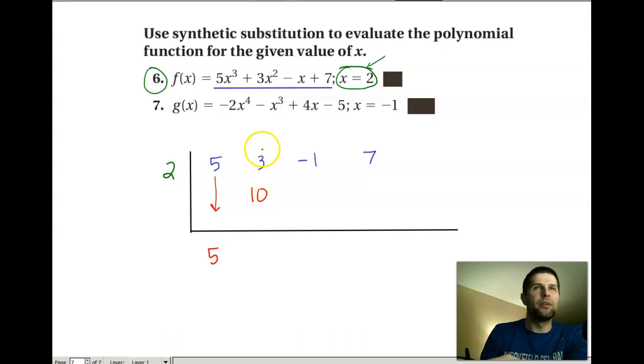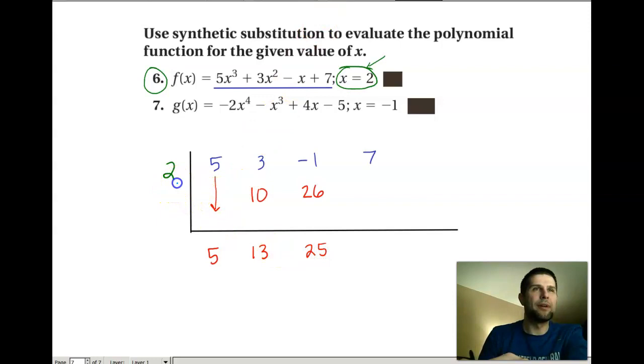And then all I'm going to do is start adding these columns as I work to the right. So I'm going to say, what's 3 plus 10? Well, that's 13. So then I write a 13 down there. And then I'm going to multiply again: 2 times 13. Well, that's going to be 26. So now I take the 26 and write it in the next column. And then I just do the same thing. I add again, so I say -1 plus 26. Well, that's 25. And then I multiply again.